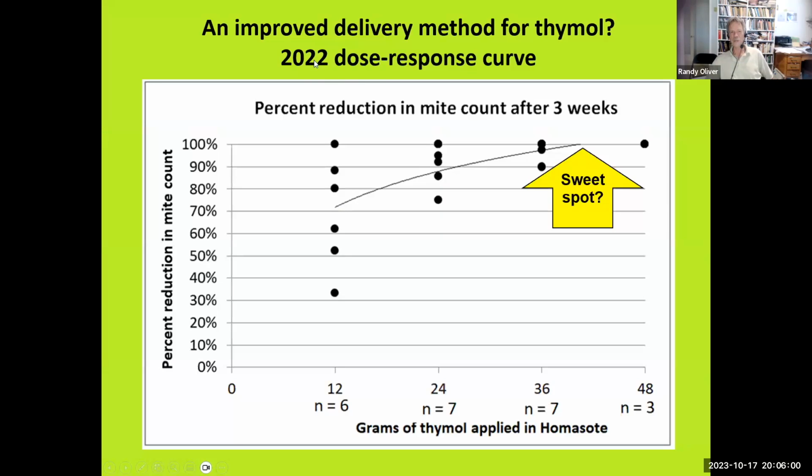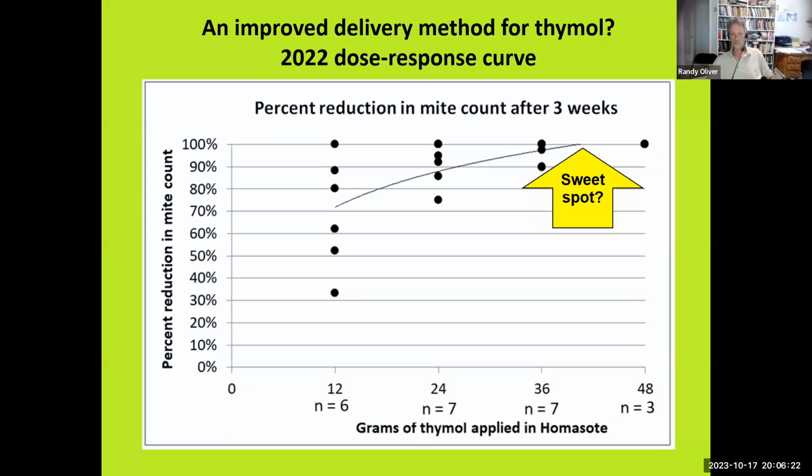So I wondered if we could use a new delivery method for thymol with a slower release rate. And I published the results in American Bee Journal. They're on my website now. Last year, we applied 12 grams, which would be your normal dose for any of the products. 12 grams is the max you apply at any time.